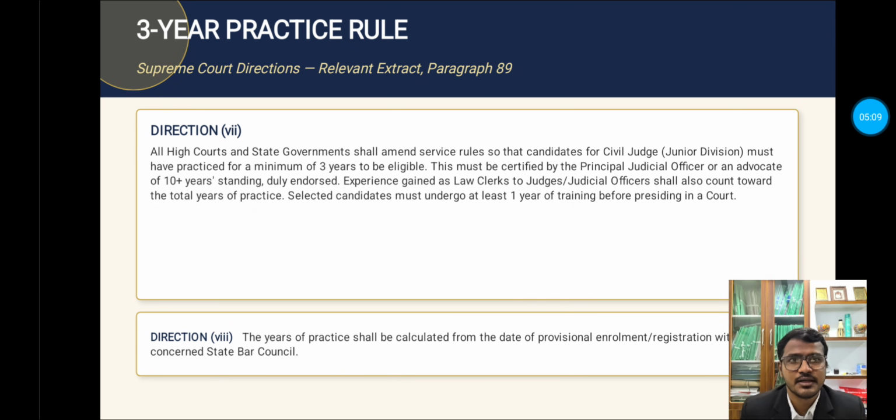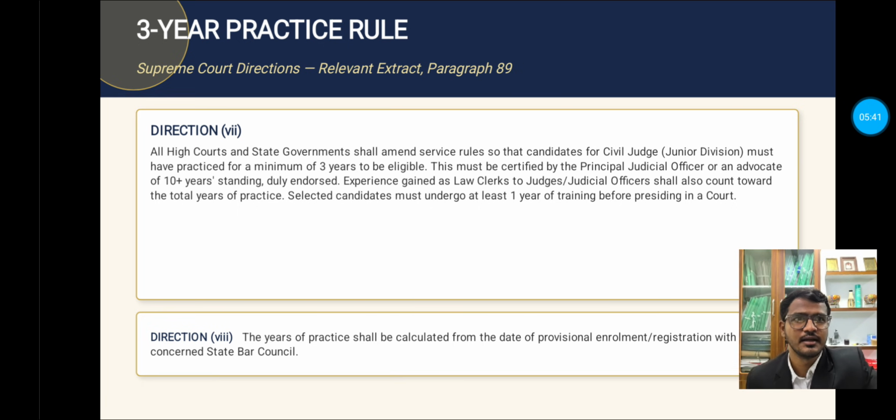All high courts and state governments shall amend service rules so that candidates for civil judge junior division must have practice for a minimum of 3 years to be eligible. This must be certified by the principal judicial officer or an advocate of 10 years plus standing, duly endorsed. Experience gained as law clerks to judges and judicial officers shall also count toward the total years of practice. Selected candidates must undergo at least 1 year of training before presiding in a court.